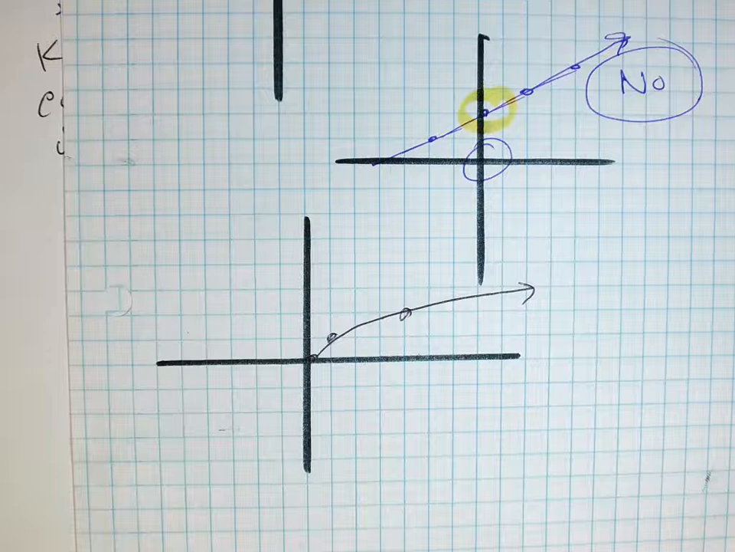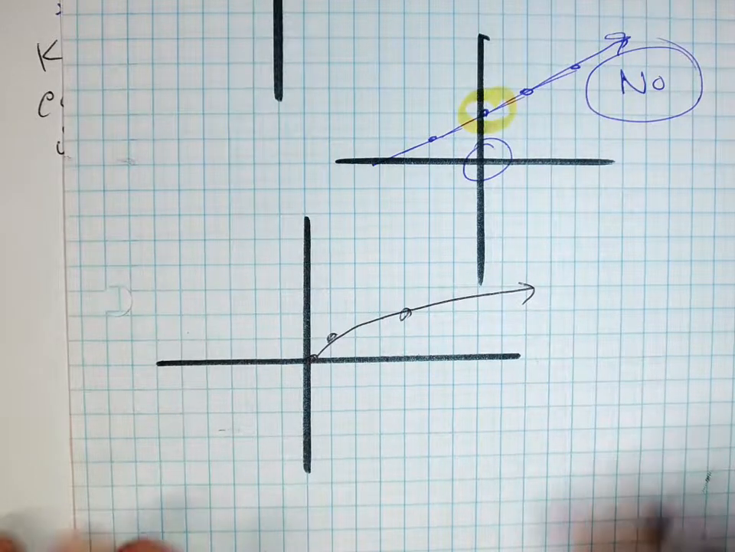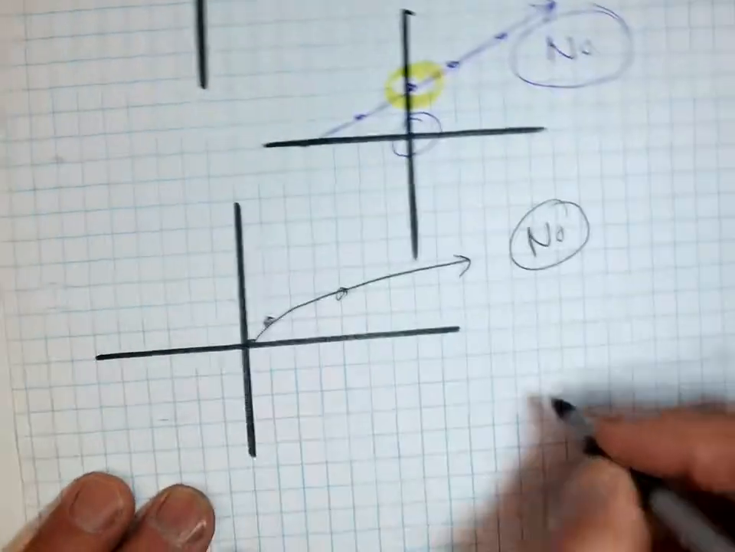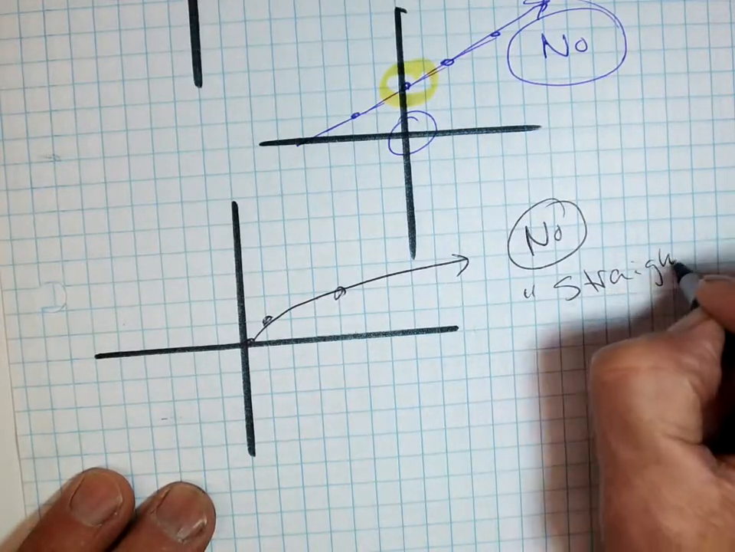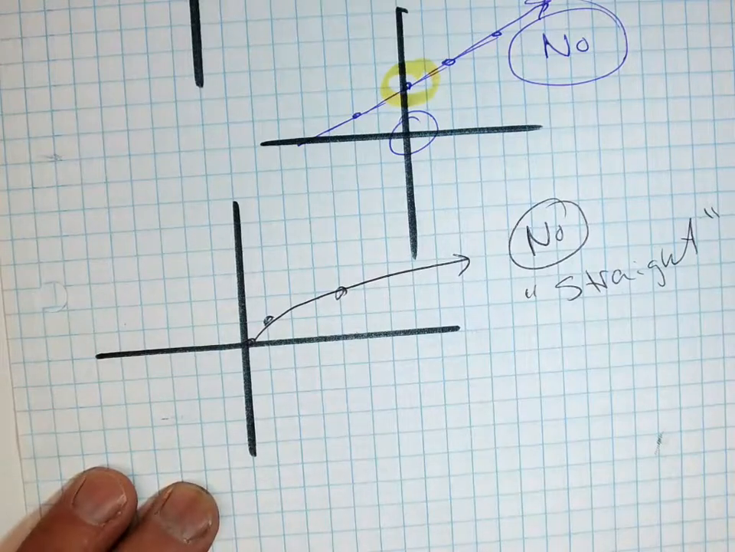It is getting bigger, right? As x gets bigger, but it's not getting bigger at the same rate, right? So it's not direct variation. In fact, this is a square graph, so this one's a no, because it's not straight. It has to be straight. So that was not direct variation, okay?